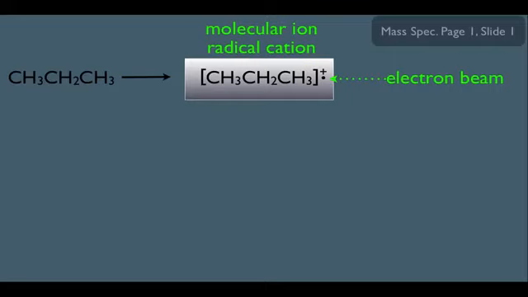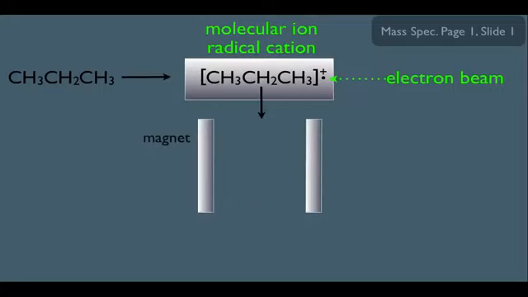But notice we're also calling this a radical cation. Again, since we dislodged one electron, it would therefore have one unpaired electron. So it ends up being both a cation and a radical. Now, what we do at this point is we take that molecule and we accelerate it through a magnet. And on the other side of the magnet, we have something called a detector. And it does exactly what you would think it does.